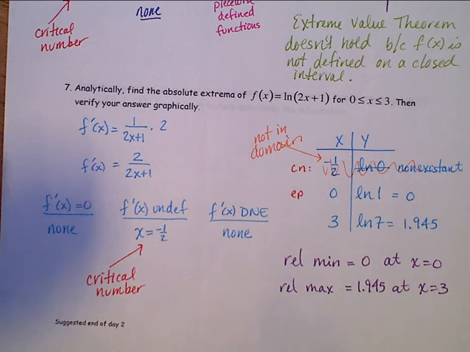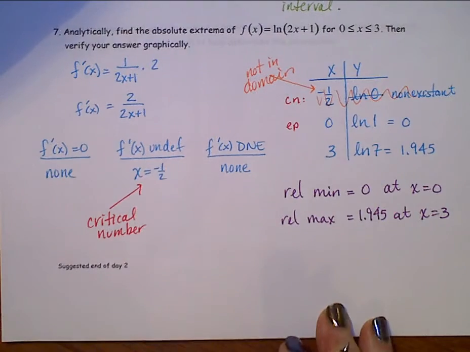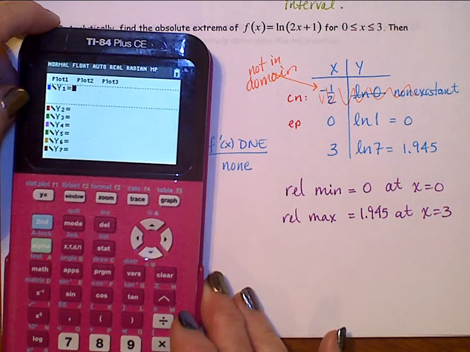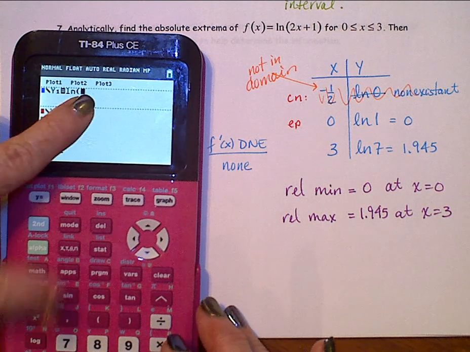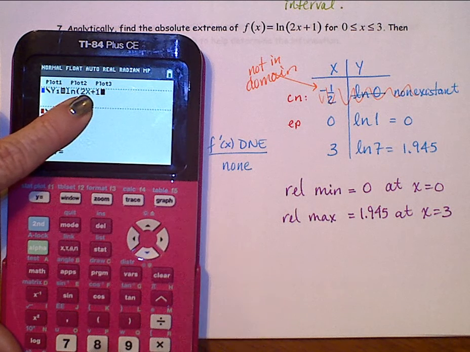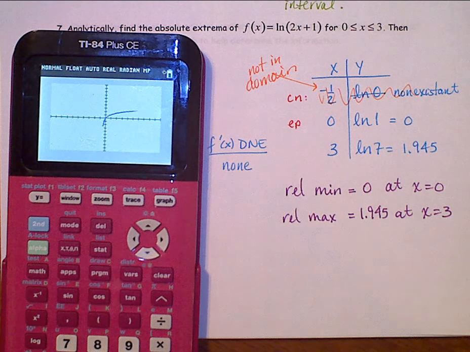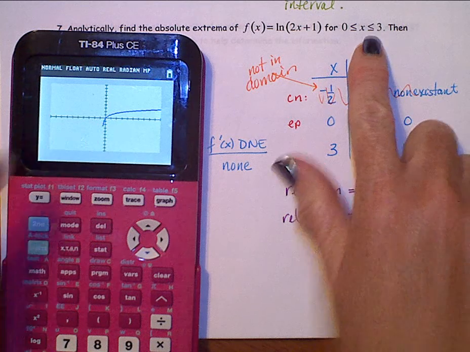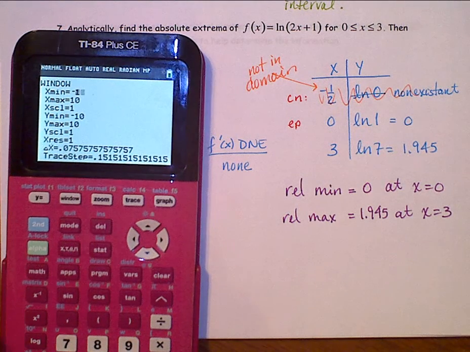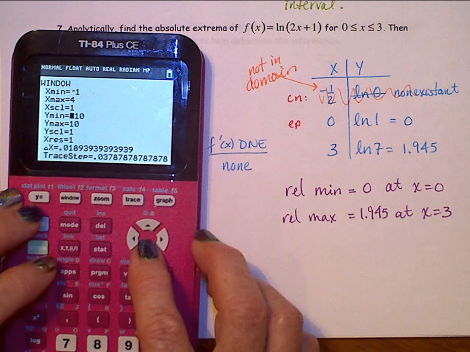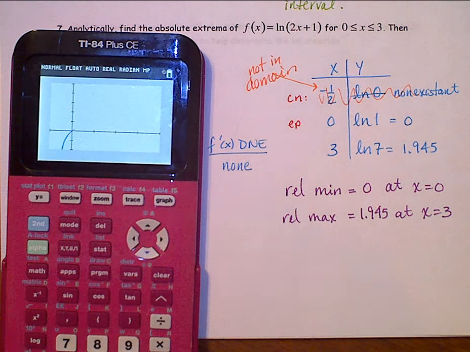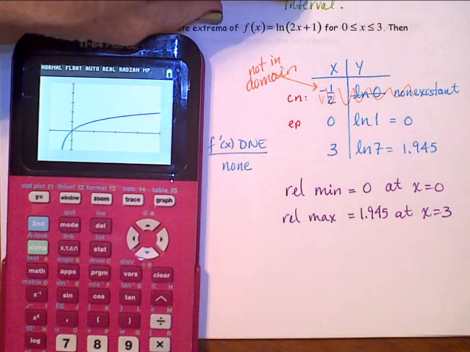Okay? Last bit, confirm your answer graphically. So let's go ahead and graph this. Natural log of 2x plus 1. Standard viewing. And here we go. All we're really interested in is 0 to 3, so maybe we can shrink this a little bit. And let's go negative 1 to 4. And y's, let's go negative 2 to 5. Here we go.